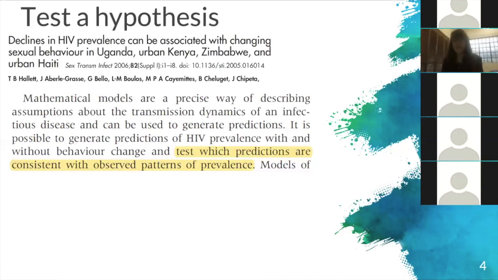And so this is what Hallett et al. did in this study. They basically gathered all of the data they had about behaviors among the population in these countries, and they estimated the course of the epidemic without any behavior change with very conservative assumptions about anything that could lead to a reduction in prevalence. So anything that could lead to a reduction in prevalence, they used the maximum parameter value for this in order to be conservative in the analysis.